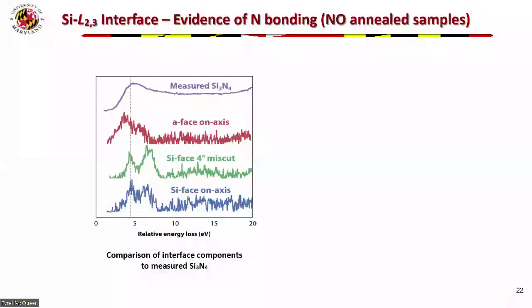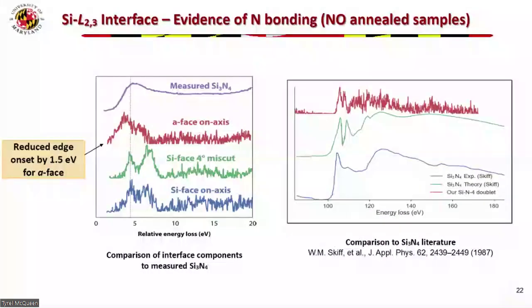We also, so this again is the silicon L23, and we compared this to data from this paper by Skiff, where they look at nitrogen in silicon nitride, the nitrogen signal, and we can see this is the theoretical, and this is their experiment, and our data from the interface. These are the interfaces from the silicon phase on axis. This is the silicon phase on the 4-degree miscut. This is the A phase, which looks like it's shifted towards lower voltage by 1.5 eV.